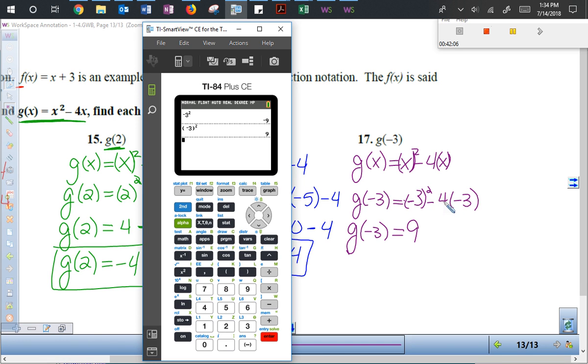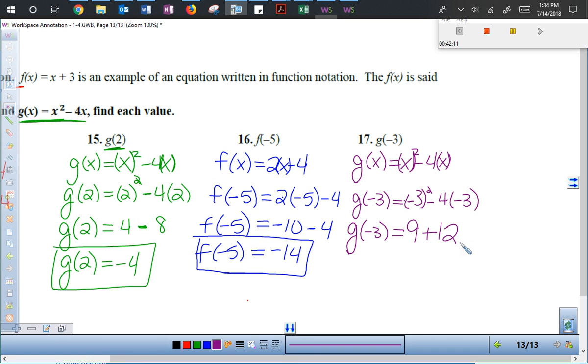Then I have minus a 4 times a negative 3. So that's like a negative 4 times a negative 3, which is a positive 12. And then we can add those together. And g of negative 3 equals 21.